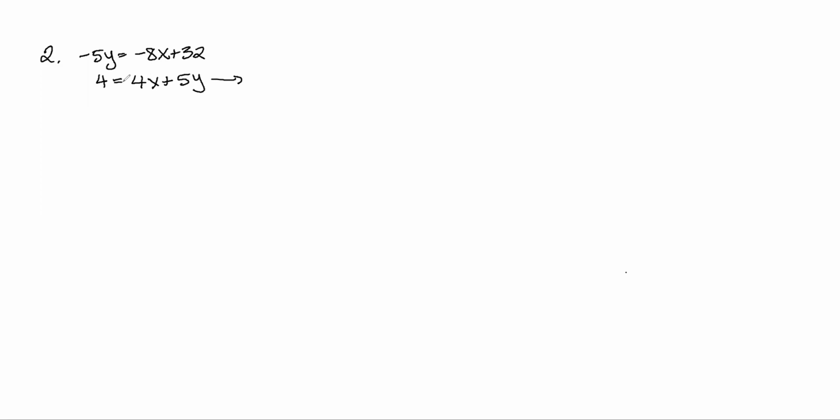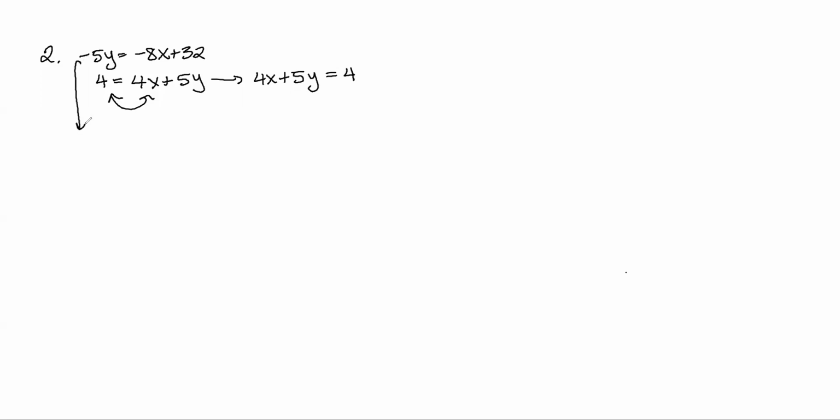So in order to get this in the right form, what we can do is just flip this guy around, because if we had 2 equals 2, we flip that around, it's still equal, it's not going to change it. So let's go ahead and flip our equation around. So we have 4x plus 5y equals 4. That one was super easy to take care of.